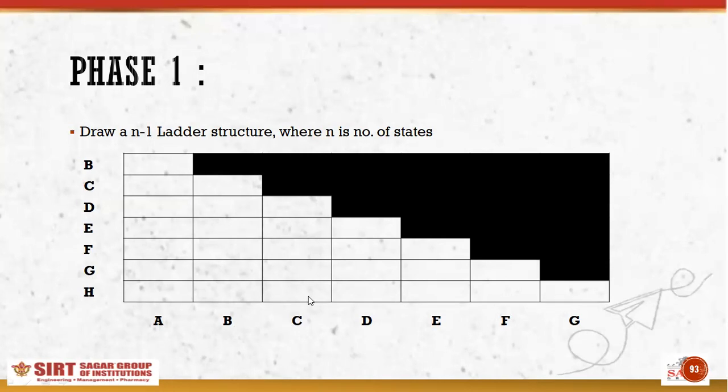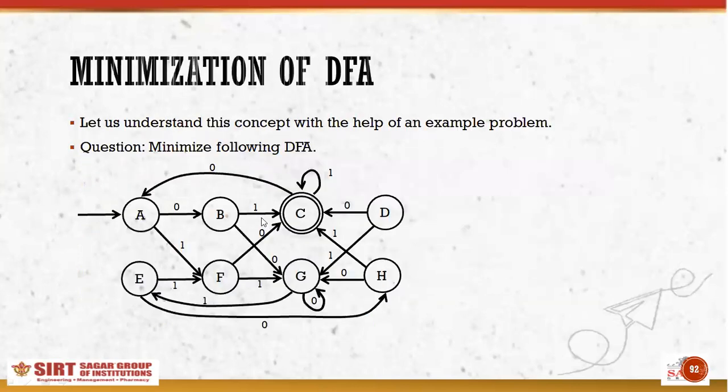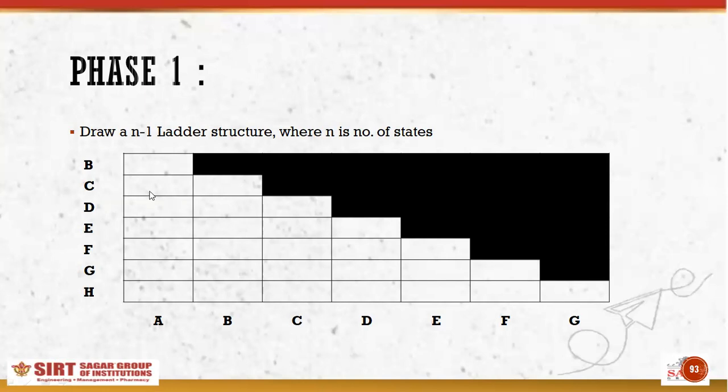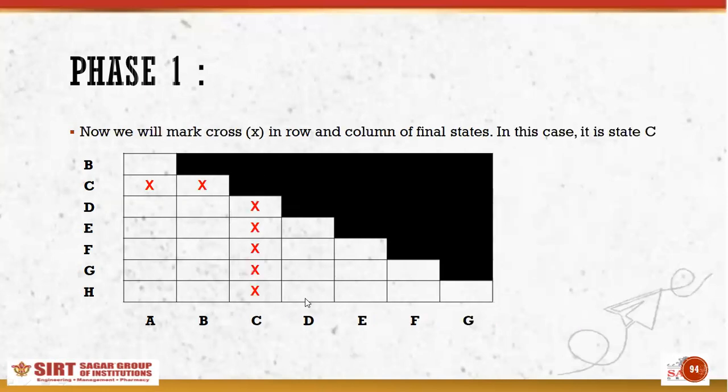Now in the second step, I will cross out all the rows and columns of the final state. C here is the final state, so I will cross out all the rows and columns of C. So what I have done here is marked a cross in all the rows and columns of the final state.